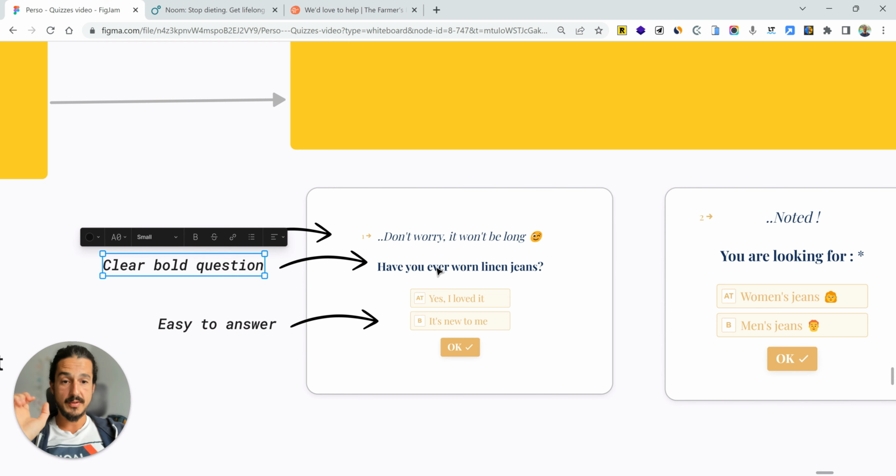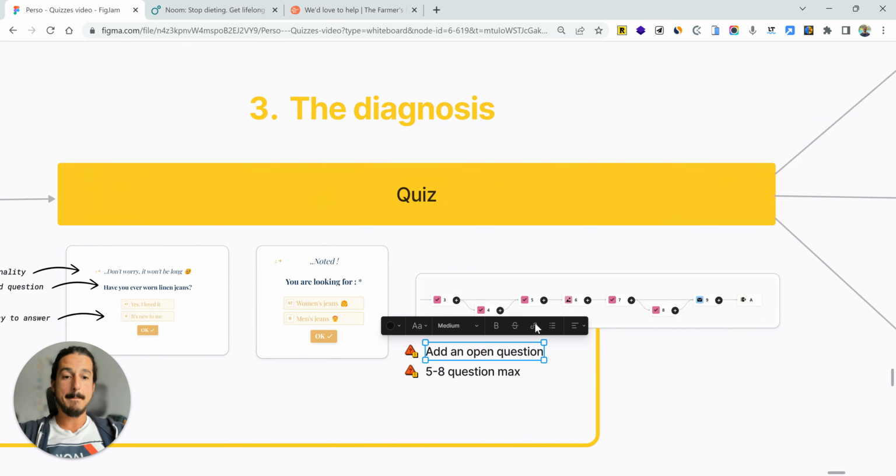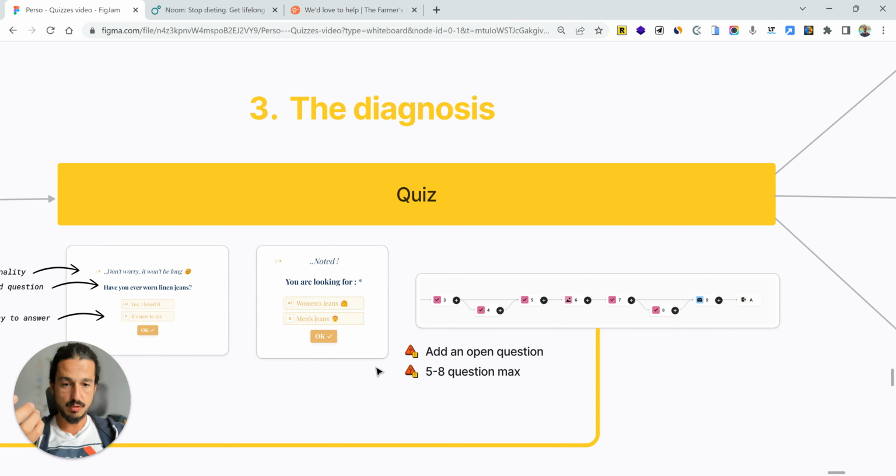Then comes the question, which is always short, very clear, and bold. So even though you don't read that, you can clearly see the question if you want to go fast. And the answers are always very simple. It absolutely needs to be simple enough that it doesn't require a lot of thinking, at least at the beginning. Why? It is because in the middle of the quiz, I always want to add an open question, something that is made to make the customer describe their problem.